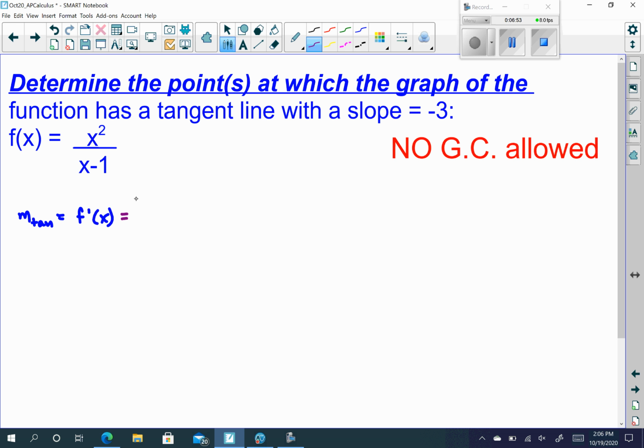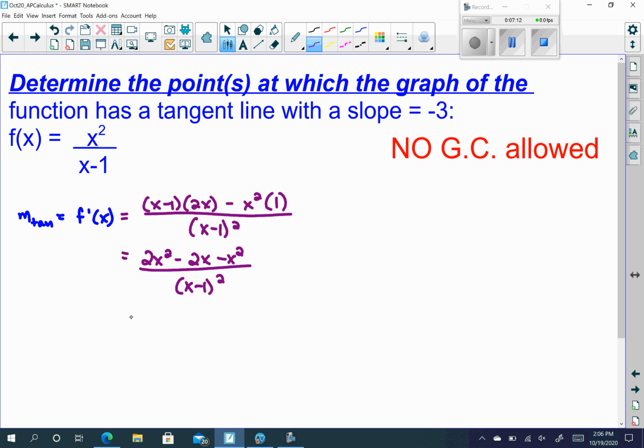All right, so if you were using the quotient rule, we have low, which is x minus 1, d high becomes a 2x, minus high, which is x squared, d low becomes a 1, all over x minus 1 squared. So if I distribute here, I'm going to get a 2x squared minus a 2x minus x squared, all over x minus 1 squared. Simplifying that, we get an x squared minus 2x, all over x minus 1 squared. So I'm just going to leave it this way for right now.